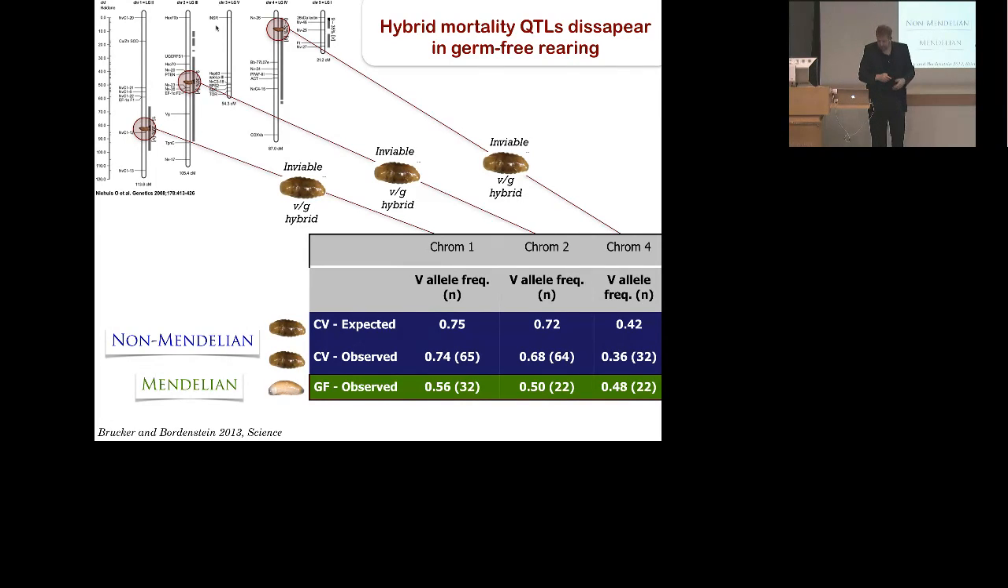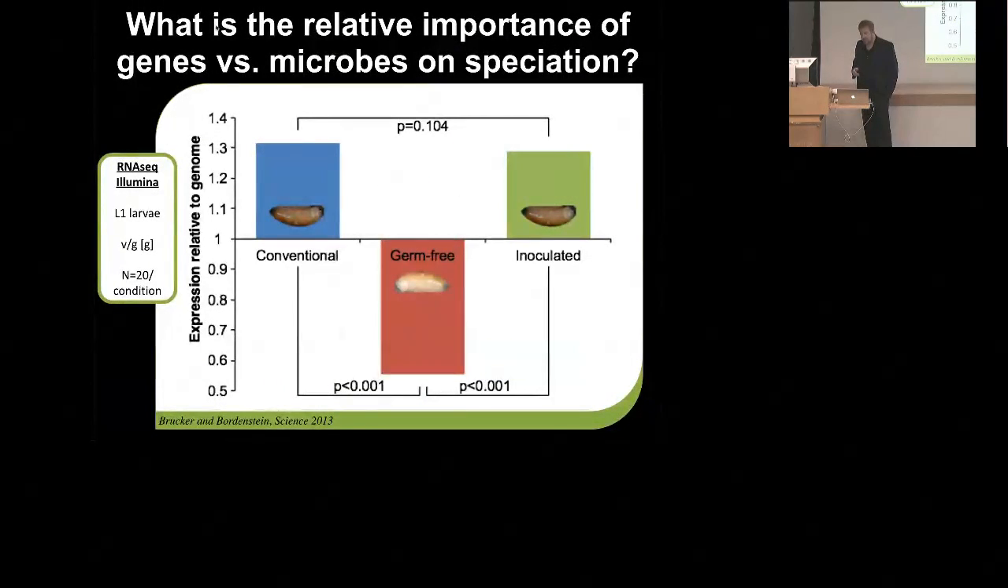All right, so what is the relative importance of genes versus microbes on speciation? Well, in particular, we focused on the immune genes as candidates for what might be mediating this hybrid mortality. In the conventional state and in the inoculated state, we see elevated immune expression relative to the rest of the genome. In the germ-free state, we see a relative underexpression of the immune system relative to the rest of the genome.